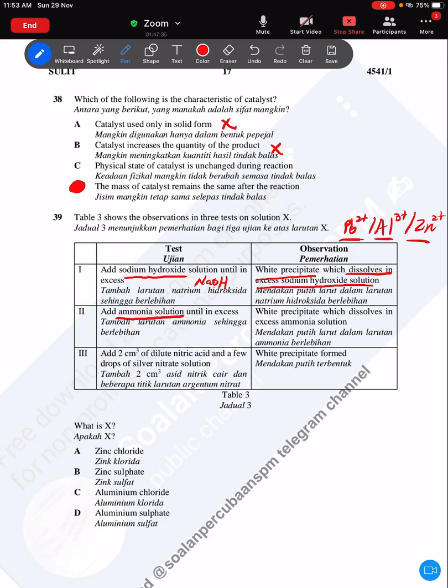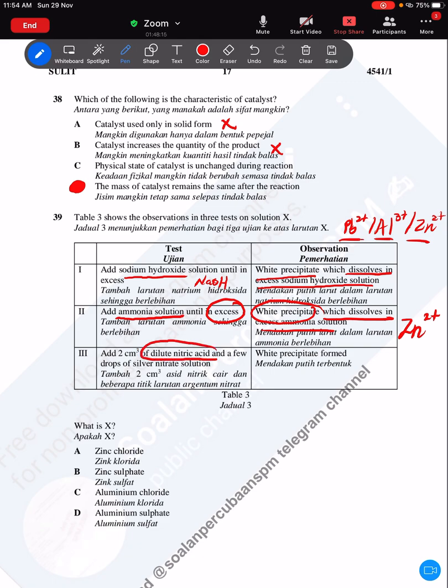Ammonia solution until excess, and look at the observation: white precipitate which dissolves in excess. Which ion will dissolve in excess ammonia? It is zinc 2 plus. Very good. So confirmed, the solution contains zinc. And look at the last one.